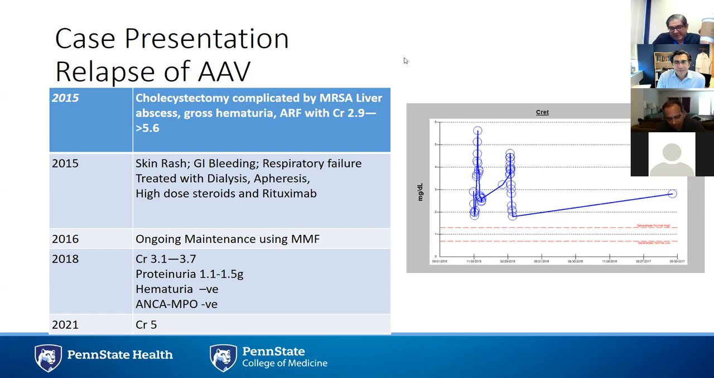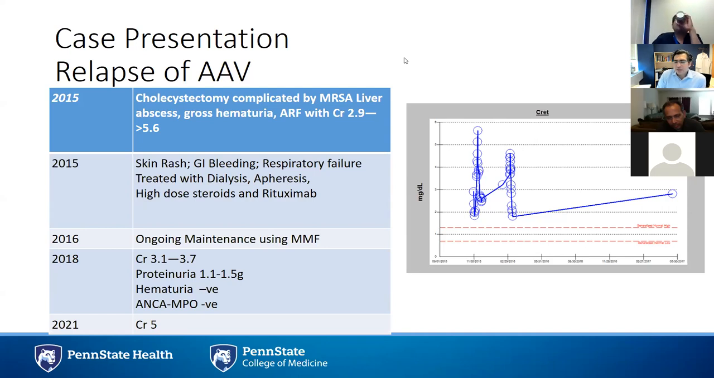But let's dissect this scenario. This may happen next month when he comes in to see Umar. Creatinine is now 7, 3 to 4 grams of protein and hematuria. So he says, what can you do for me? So Umar, what are you going to do?